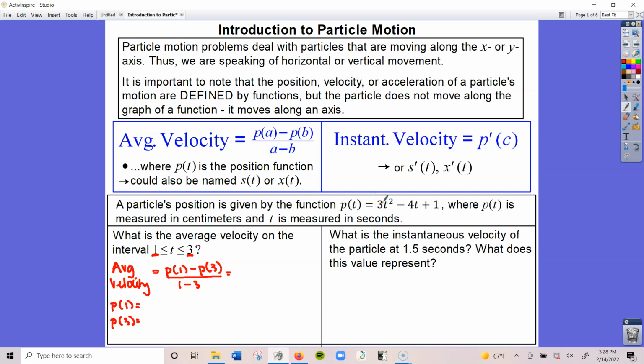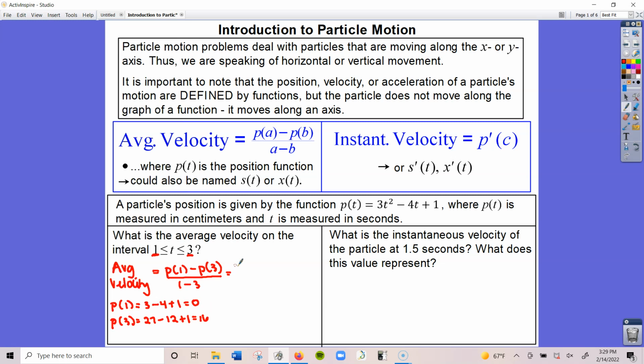So for P of 1, I'm going to plug that in. So that's 3 times 1 squared, which is 3, minus 4 plus 1. 3 minus 4 is negative 1, plus 1, 0. Now I'm going to plug in the 3. 3 squared is 9, times 3 is 27, minus 4 times 3, which is 12, plus 1. 27 minus 12 is 15, plus 1 is 16.